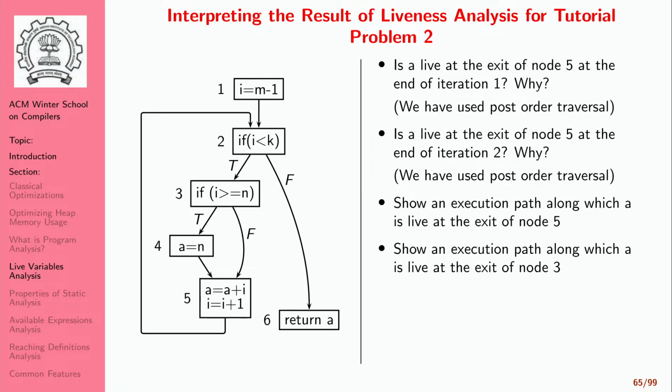Show an execution path along which A is live at the exit of node 3. So starting from 3, what is the execution path? Obviously this path. Yes. Start from 3, go to 5. So therefore A is live here because of this path. Any path that involves this edge.